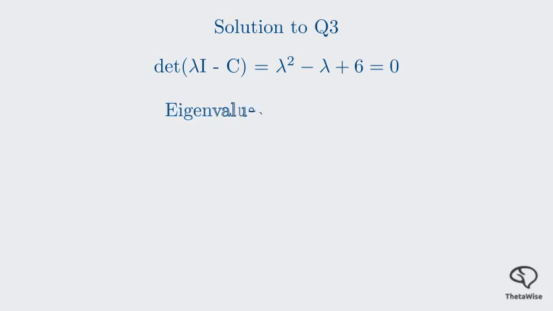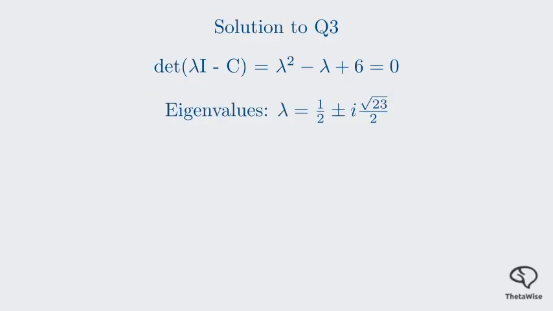First, the eigenvalues. The characteristic equation is lambda squared minus lambda plus 6 equals 0. The quadratic formula gives us the complex eigenvalues 1/2 plus or minus i times the square root of 23 over 2. Note these are complex conjugates.